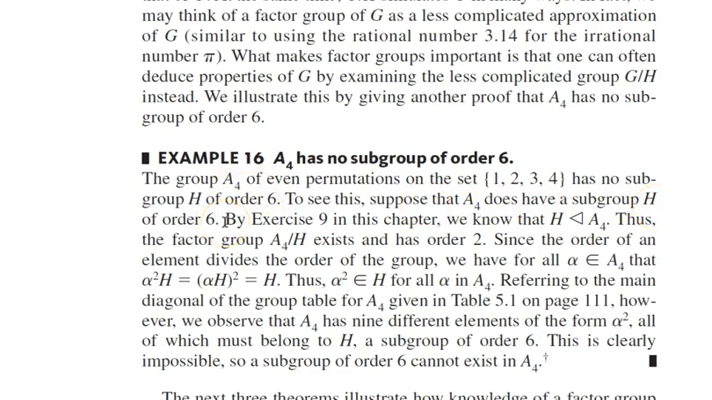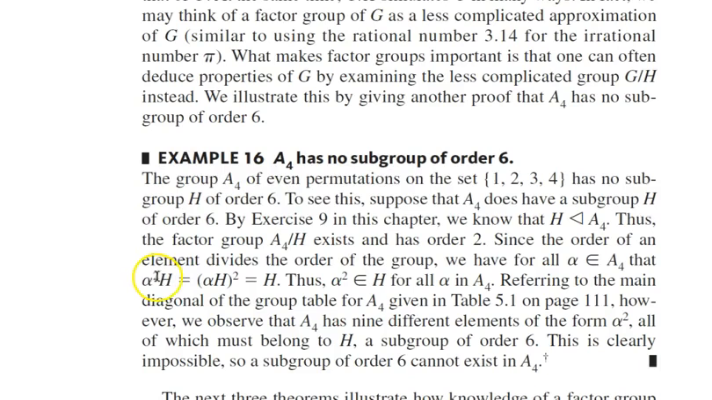Since the index of H in A4 is 2, there are only 2 cosets of A4 with respect to H. It can be shown that H must be normal, and we can form a factor group A4 by H. It has order 12 divided by 6, where 12 is the order of A4 and 6 is the order of H. The quotient is 2. This means that any element of the factor group has order dividing 2, so its square must be the unity of the factor group.